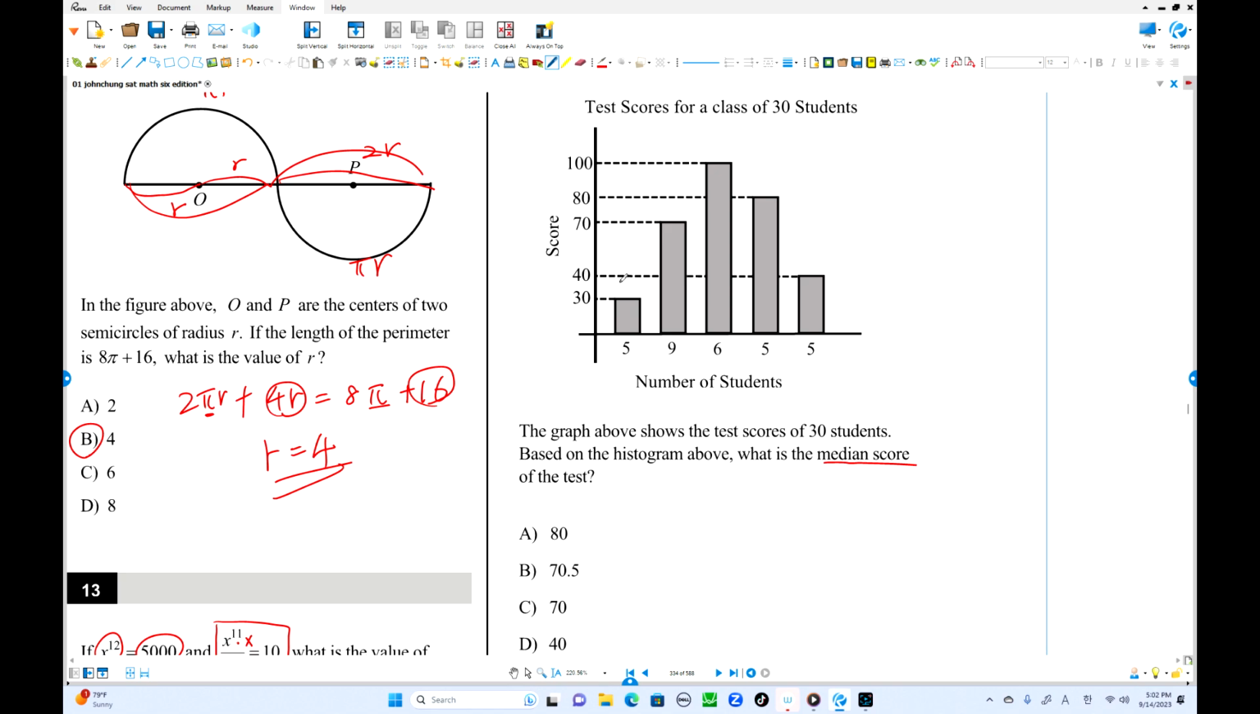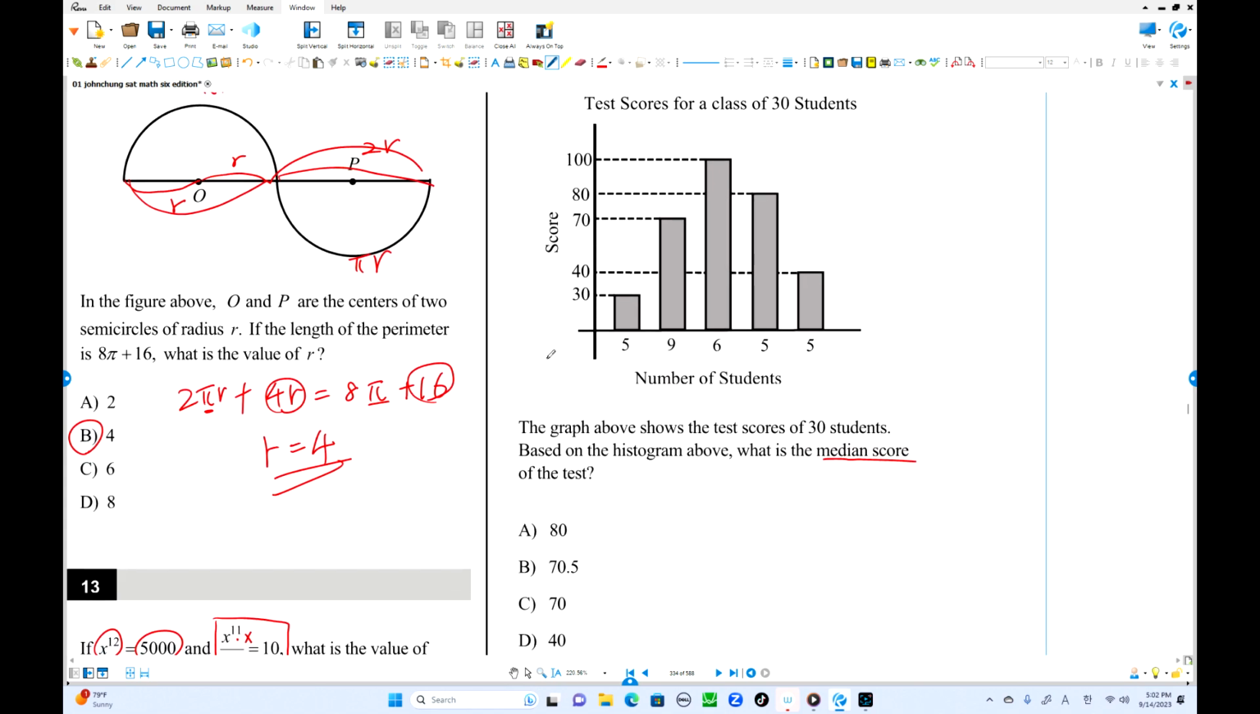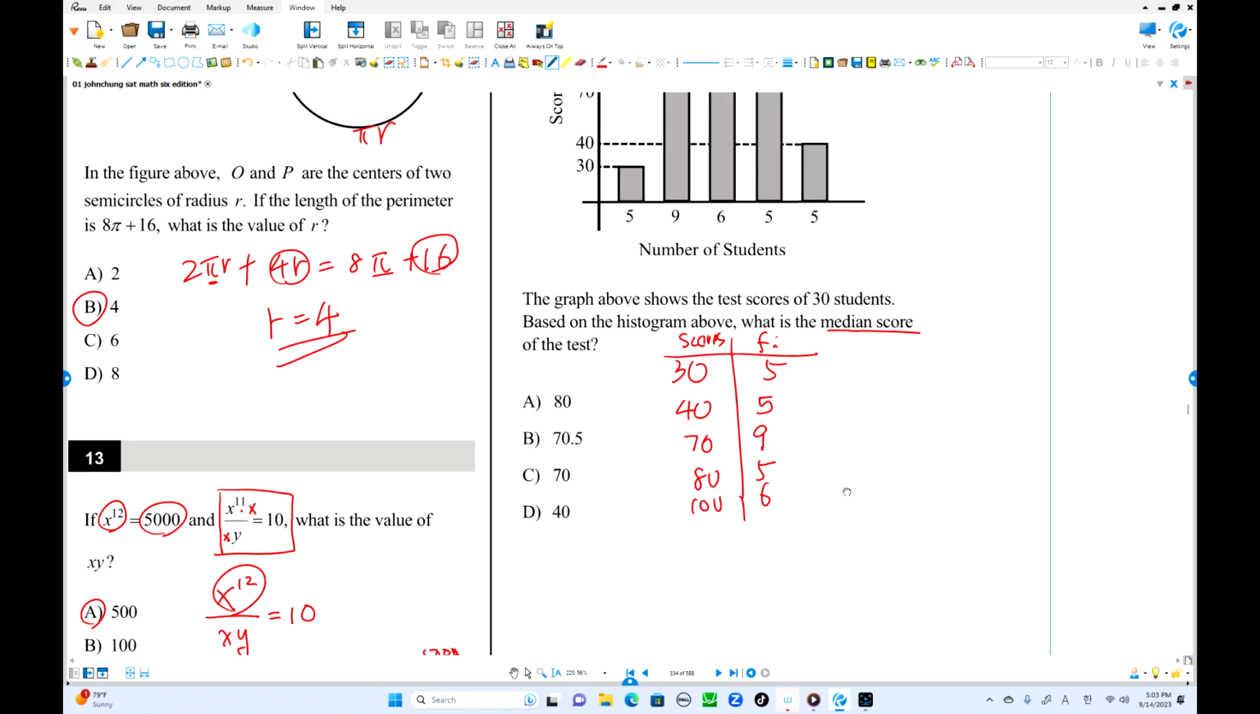Maybe you can organize a table. Okay, score 30, the frequency is 5. That is the frequency, and that's the score, right? The next is 40, with frequency 5. The next one is what? 70 is 9, and 80 is 5, and 100 is 6. That is the frequency. Who is in the middle over here?